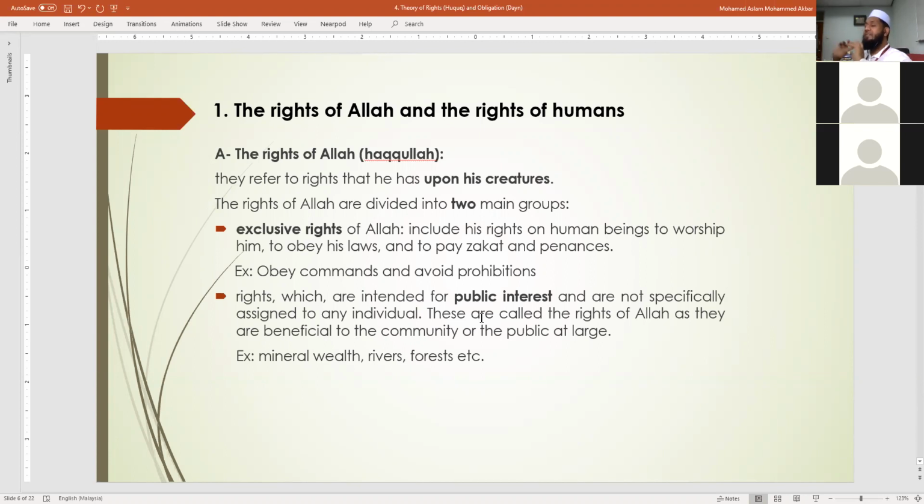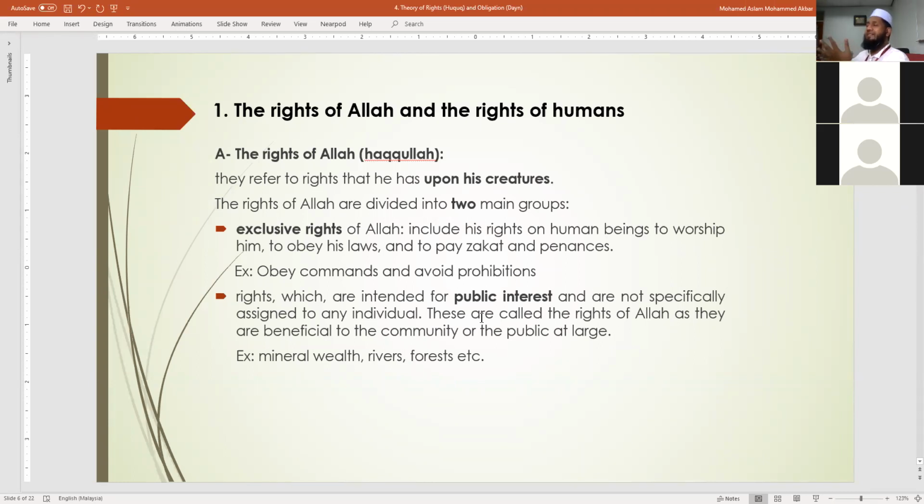So now this is also considered as a public interest, not specifically assigned to any individual, right? It is not individual, it's publicly upon everybody. That's the reason why hablum minallah is important. At the same time, hablum minal kaun is also very important, because all these things that Allah says, sakhara lakum, which means that Allah has given you the control so that you can control it. It doesn't mean that you can abuse it.